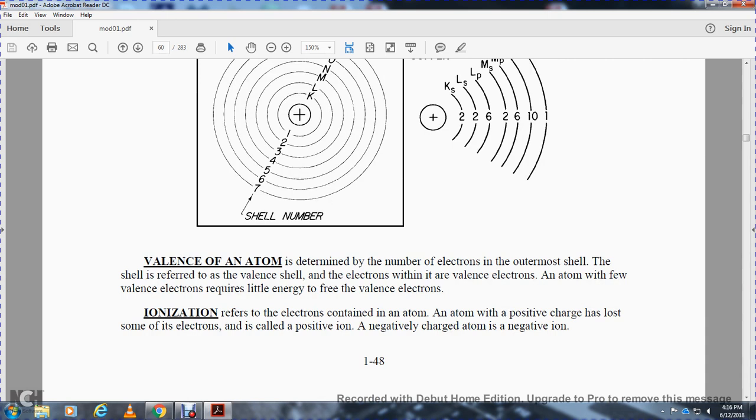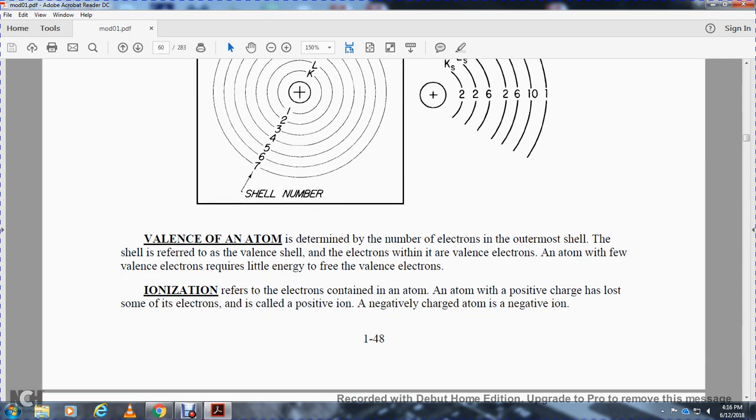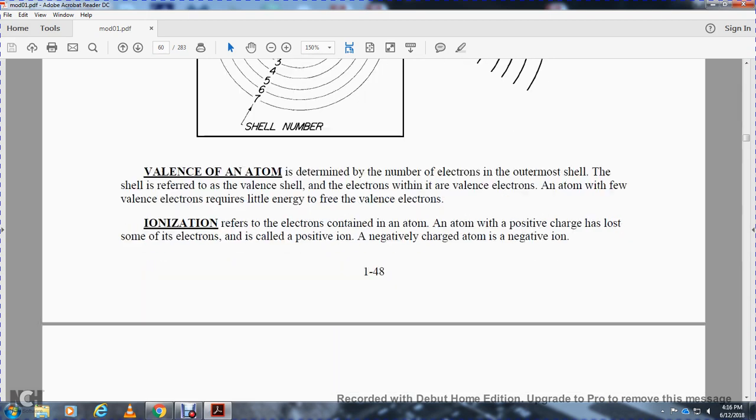The valency of an atom is determined by the number of electrons in the outer shell. Valence electrons are those in the outer shell. Atoms with few valence electrons require little energy to free them. Ionization refers to the gain or loss of electrons contained within an atom. An atom with a positive charge has lost some of its electrons and is called a positive ion. A negatively charged atom is called a negative ion.